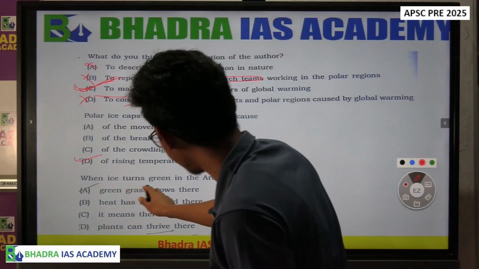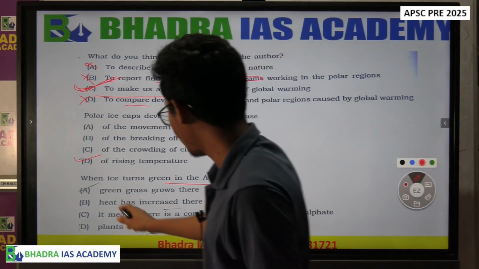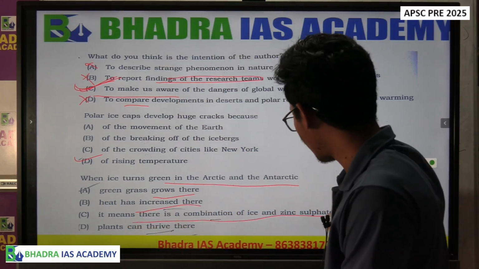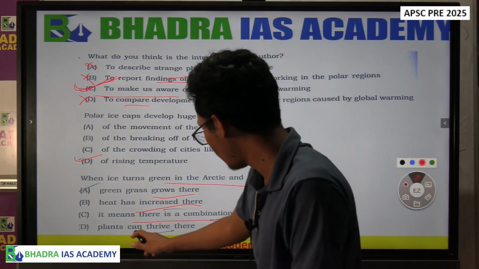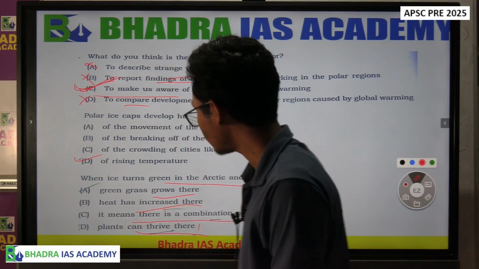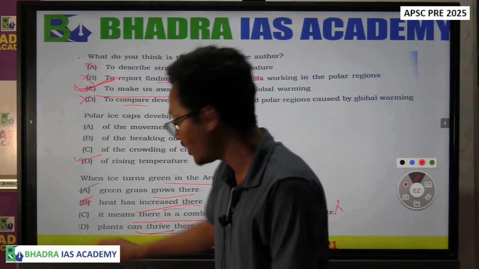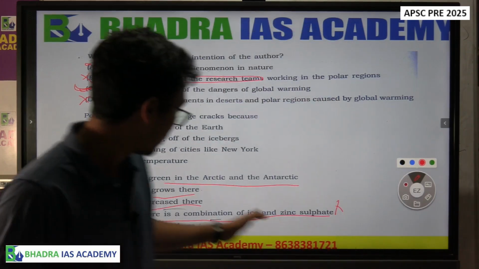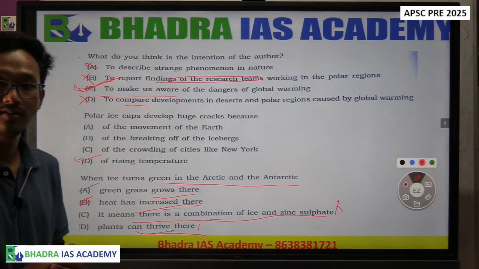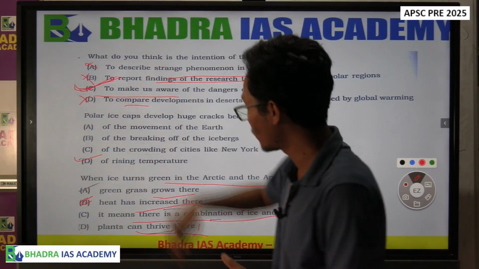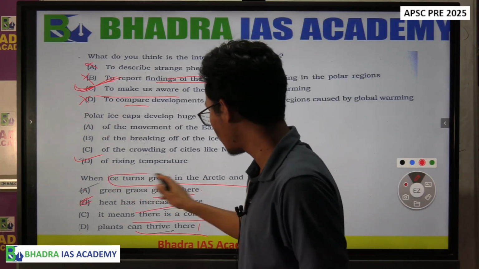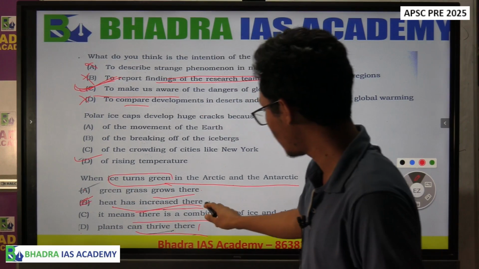Now when ice turns green in the Arctic and the Antarctic, green grass grows there, heat has increased there. It means there is a combination of ice and zinc sulfate, plants can thrive there. So yate nohoy, so yate nohoy. Okay, so a and d keta maybe apnalok lagibo pare, but yate actual current main reason is due to heat has increased there. Okay, so main current to hol, so jitu amak professor kobo try korise je jiman kita problem hoisile je dorok to ice turns green hoise ba crack hoise, so that is mainly basically heat has increased.